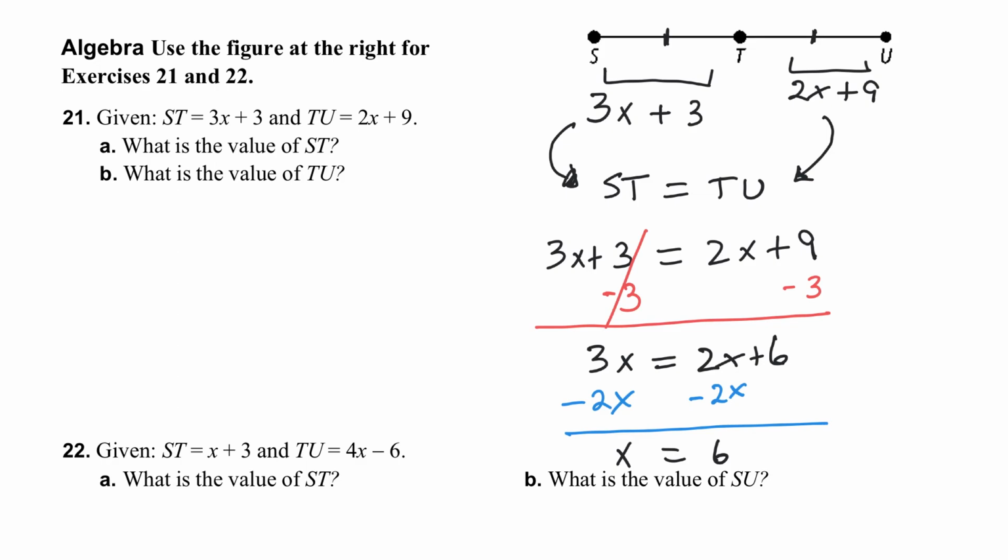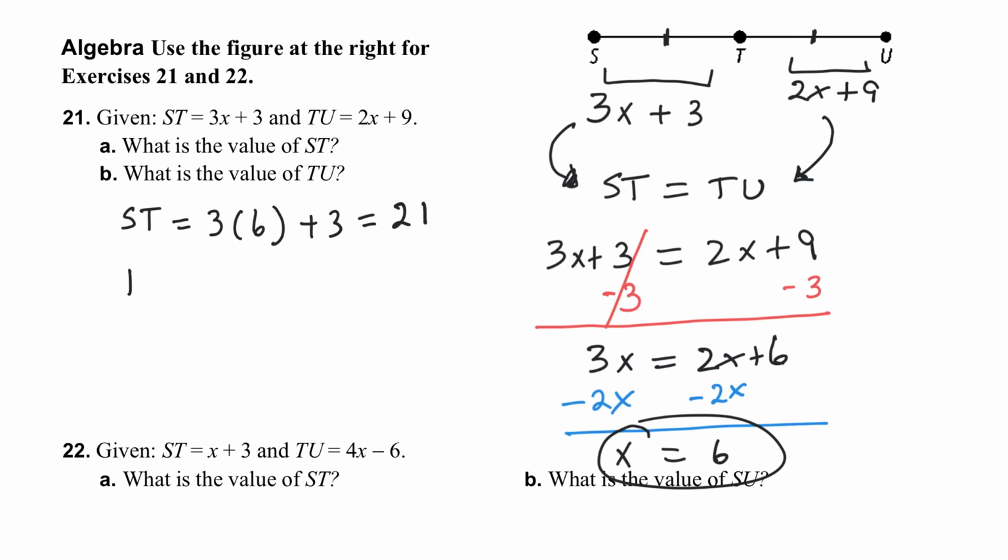Your question is, are we done? And the answer to that is no. We only know the x value. So we have to go back and substitute into ST, which is the distance from point S to point T. You substitute the value of x, so you have 3 times 6, because you're substituting for x, plus 3. 3 times 6 is 18, plus 3 is 21.